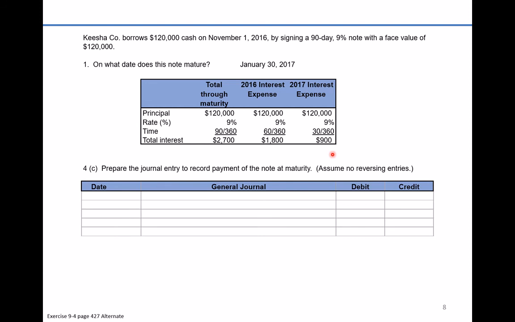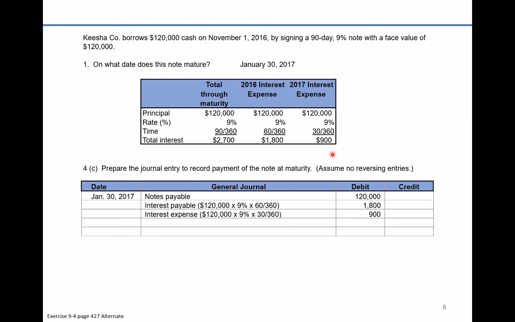So let's do that. Interest expense, we're going to debit expenses. All expenses increase with debits. We're going to debit that expense for $900. Okay, so we're going to have a debit for interest expense for $900, a notes payable for $120,000, and the interest payable for $1,800. Now, that's all the debits.